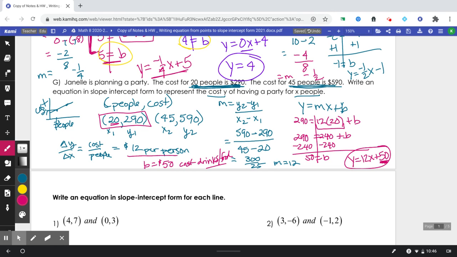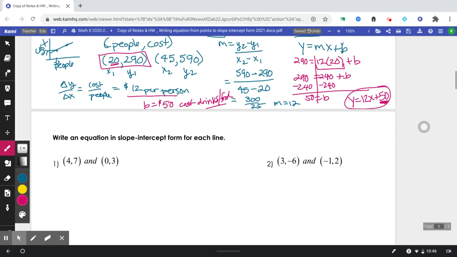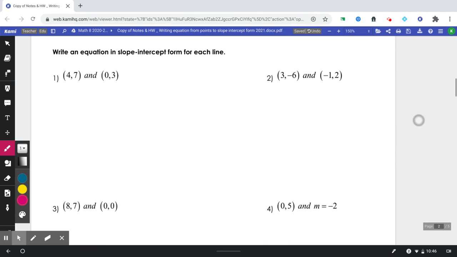They're going to pay $12 per person, plus they have some sort of one-time fee of $50 that they're going to pay. All right. So the rest of this worksheet that I had posted is your homework.